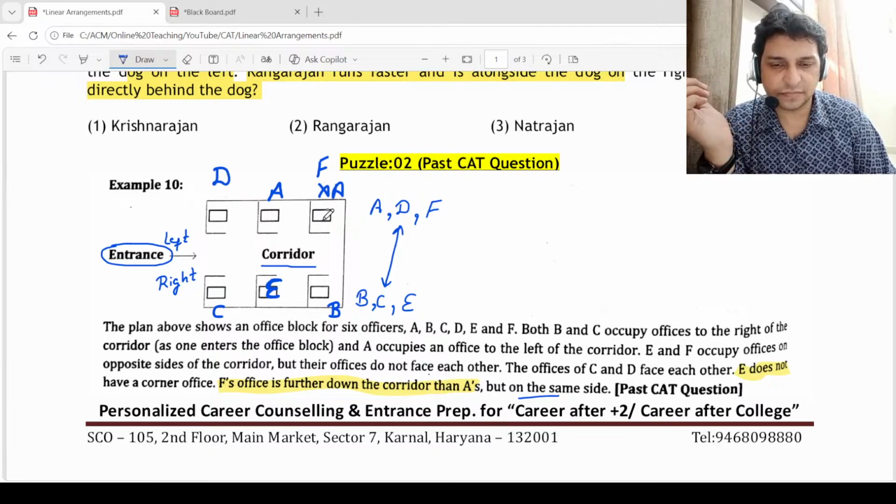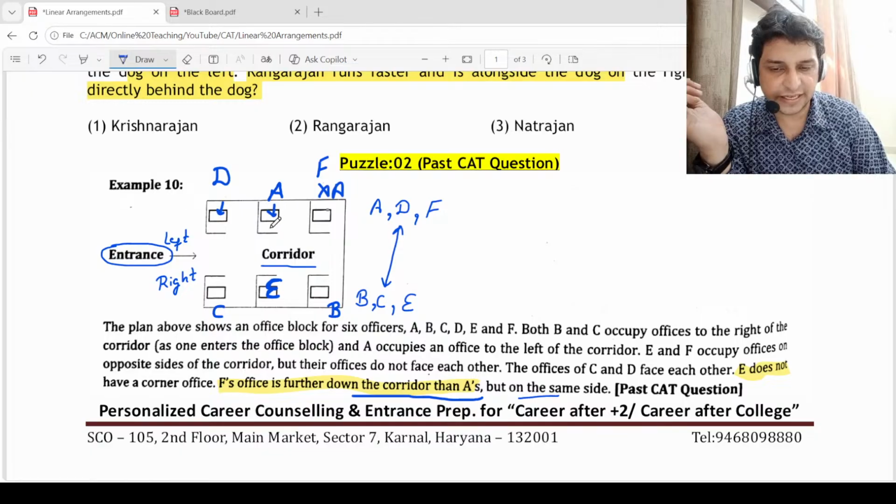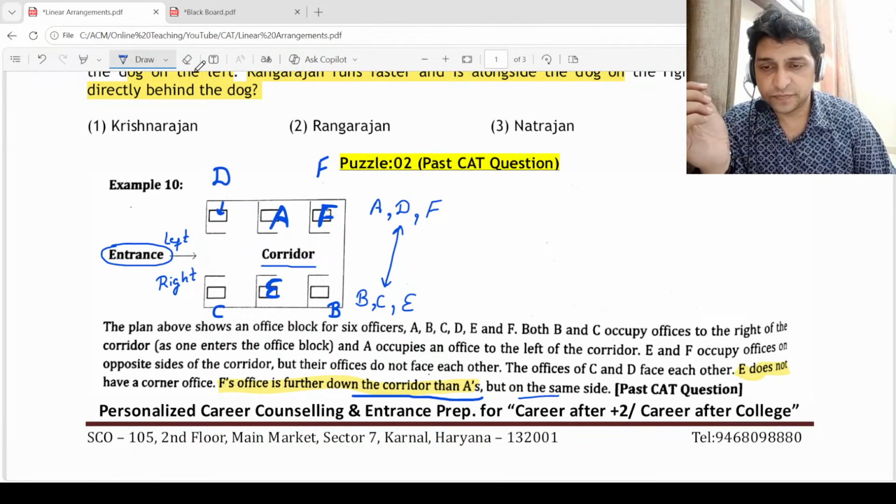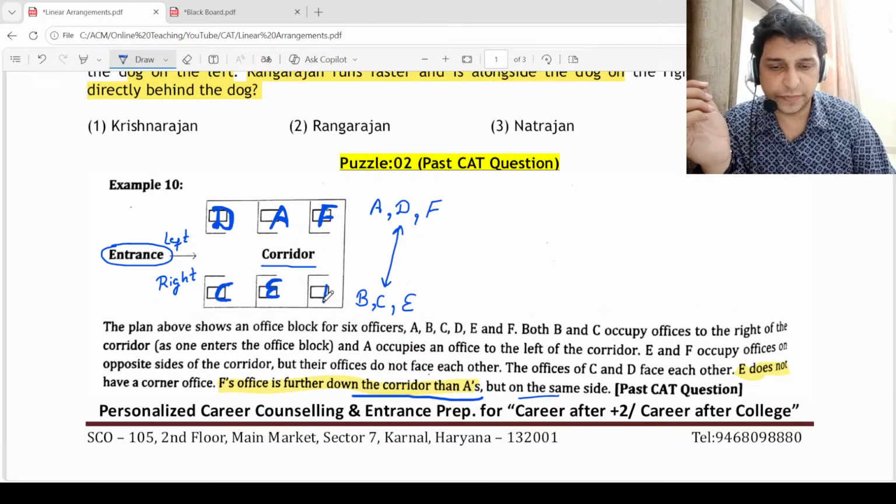If A is not in this cubicle, because we have to go further down the corridor than A, then A can be at this place or this place. So I'll take it here in the center place because I need an opposite pair of C and D. So A has to be here. F has to be here because E and F can't face each other and F is further down. And D is going to be here. And opposite D, we're going to have C. And the remaining one, B, has to be here.